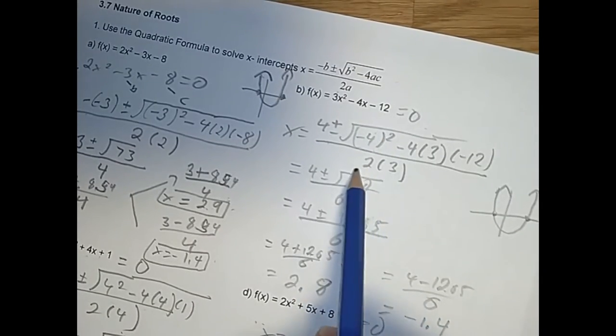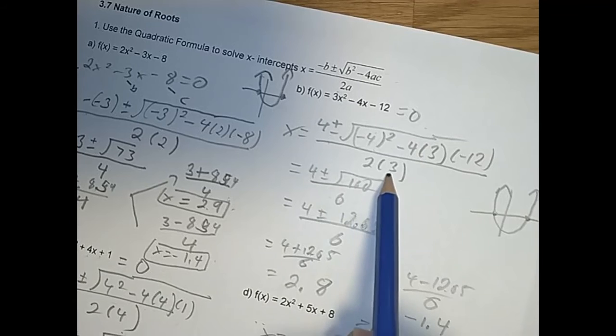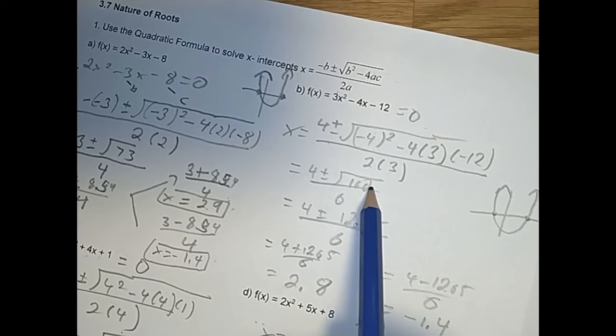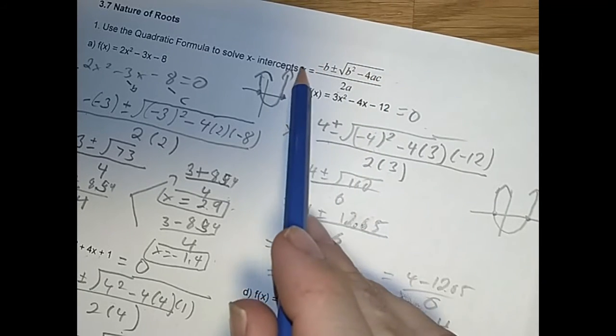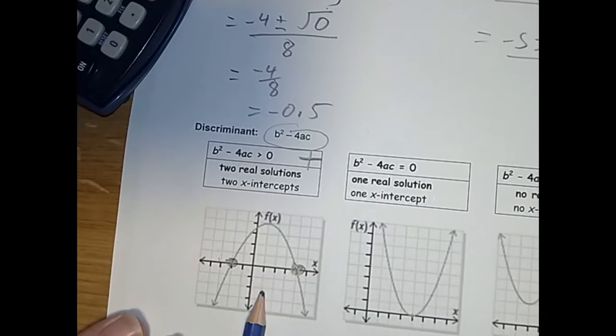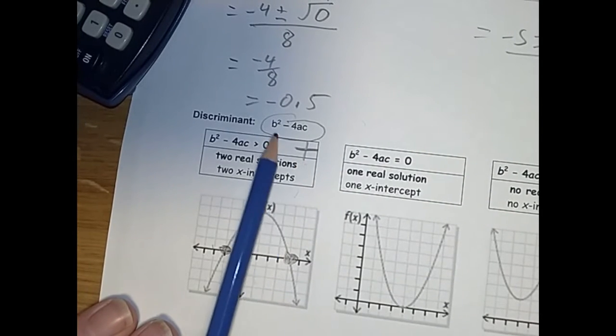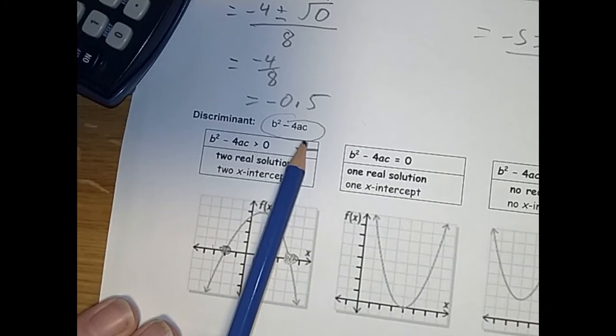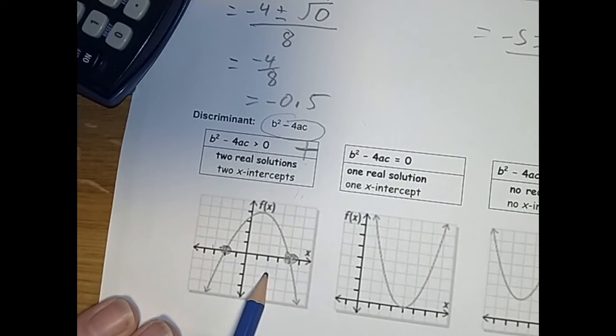So how did I know? Because look, in here, that number, 160, this value in here is bigger than 0, and this 73 is bigger than 0. So right here, the first part, if you have a positive value in that square root, the discriminant, that's what it's called, b squared minus 4ac, then you know there's two x-intercepts.